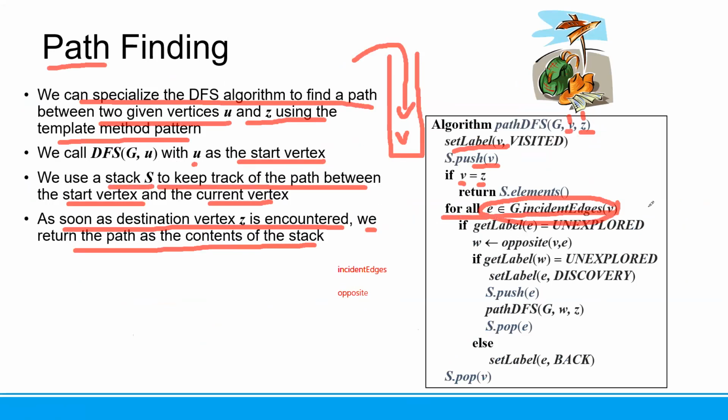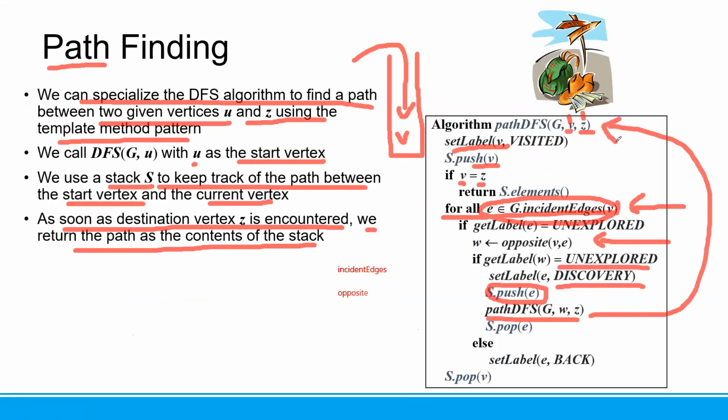We will check the incident edges, and then we will check the opposite. If it is unexplored, then set the label as discovery, and then push into the stack. After we push, we will do the recursion. So we will check the next possible vertex, and so on. After we finish this one, we will pop the E, so we will put all the things.